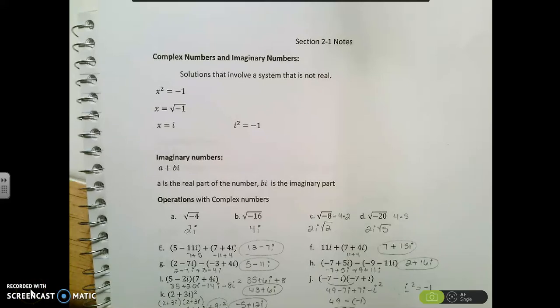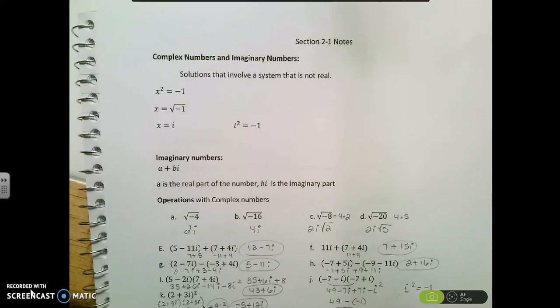All right, these are some notes on section 3.2. I'm sorry, section 2.1. 2.1 is talking about complex numbers, and we're also going to be looking at some factoring, some review of that. So complex numbers or imaginary numbers are solutions that involve answers that are not real.